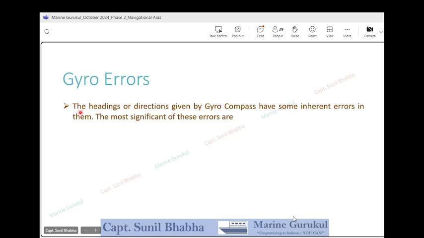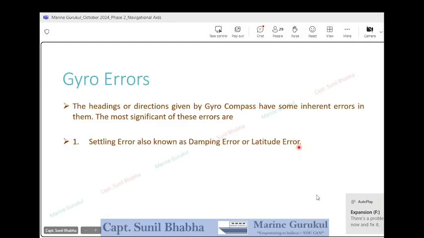So discussing on the same lines, the headings or the directions given by the gyro compass have some inherent errors in them. The most significant of these errors are: number 1, the settling error, also known as damping error and also known as latitude error. The first error which we are going to discuss is represented by these 3 names: the settling error or the damping error or the latitude error.